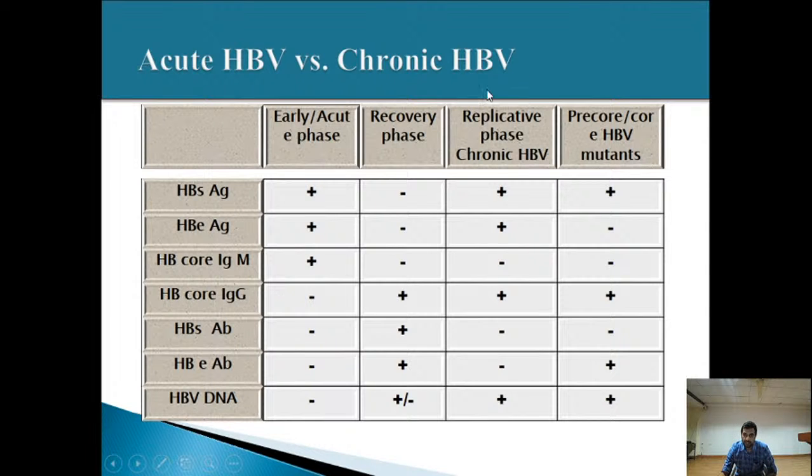The replicative phase, that is the second one, we will call immune clearance phase or replicative phase. Surface antigen is positive, core antigen is positive, but it is chronic. Because it's chronic infection, IgM will be negative and IgG will be positive. HBe antibody is negative, DNA is positive. Whereas in pre-core mutant, it's all the same, but HBeAg is negative because it is mutated and no longer produced, and because it is no longer being produced, the antibody will not be bound by antigen and can be detected. Here you see the HBe antibody is positive.